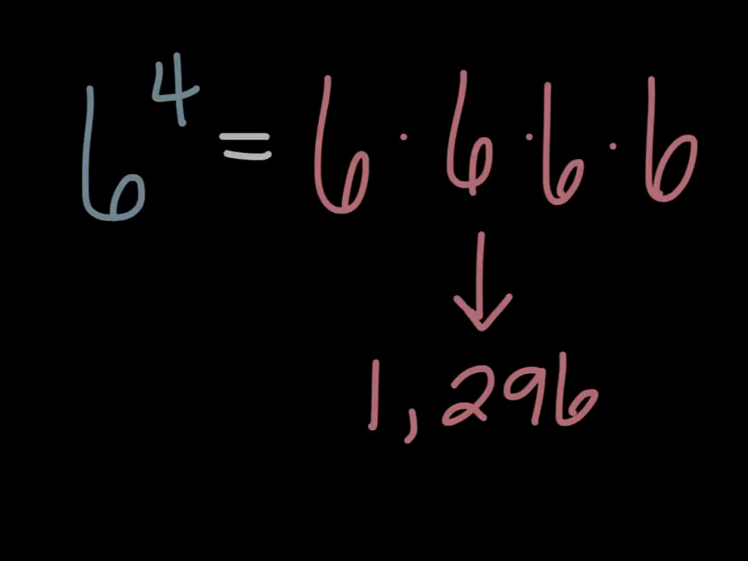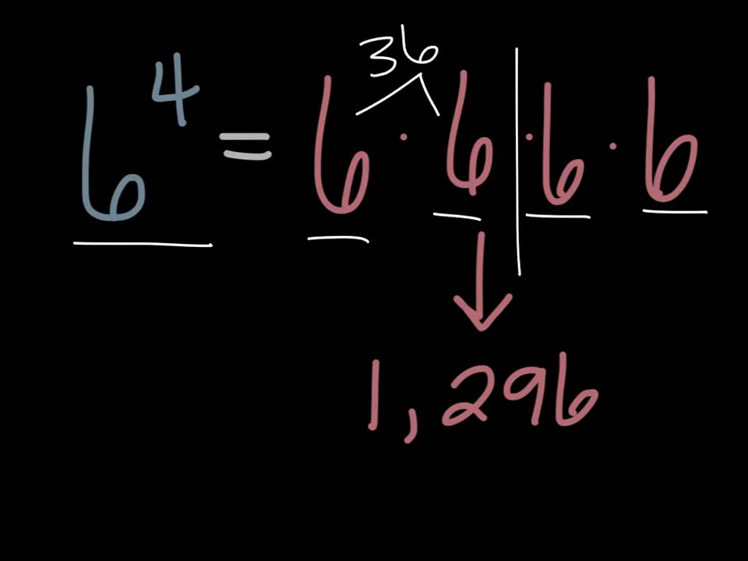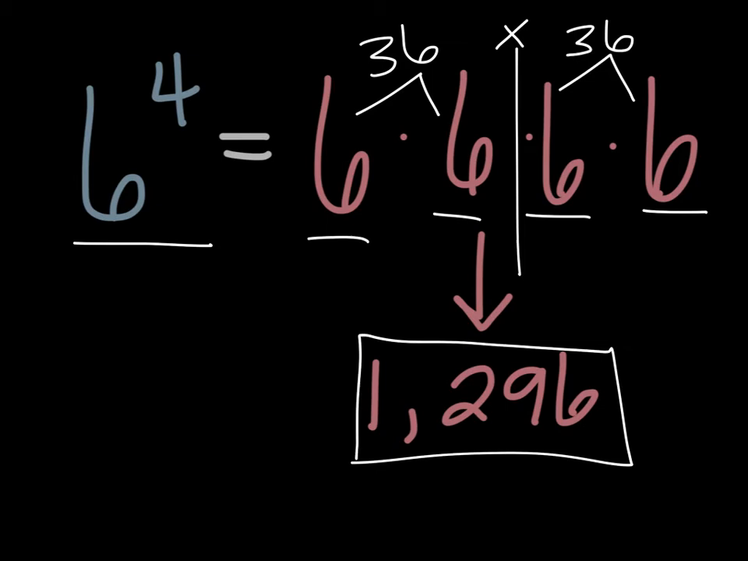If you take a look at our next screen, you'll see that once again we have an exponentially written number. So 6 to the 4th power would be written as 6 times 6 times 6 times 6. What I would suggest doing in this case is breaking it apart. So I would do 6 times 6 is 36, 6 times 6 is 36, and then multiply 36 times 36 together. And your final answer or product would be 1,296.